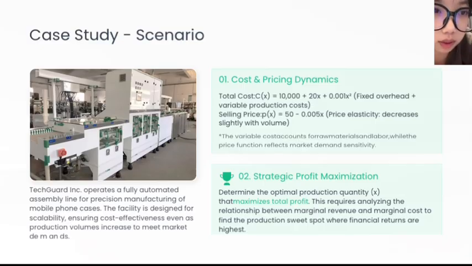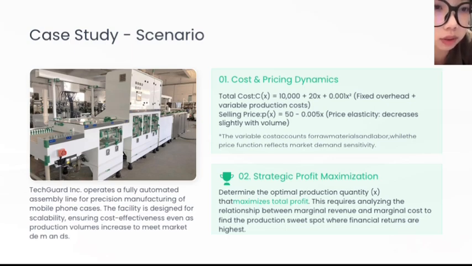These pages are the case study background. The page shows a factory that makes phone cases. First, cost and price information is shown on the slide. We have total cost function and selling price function.